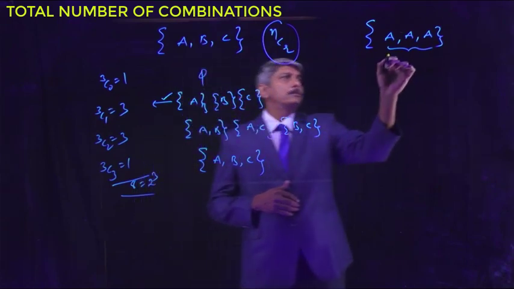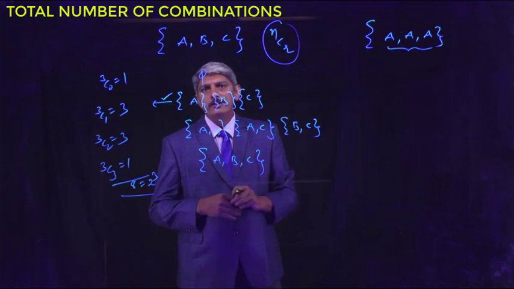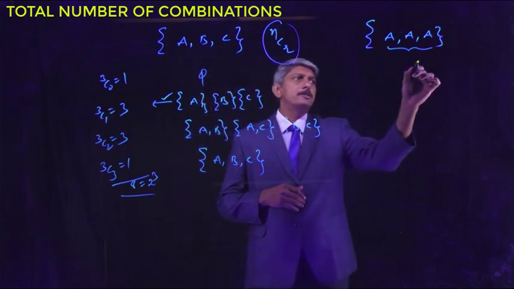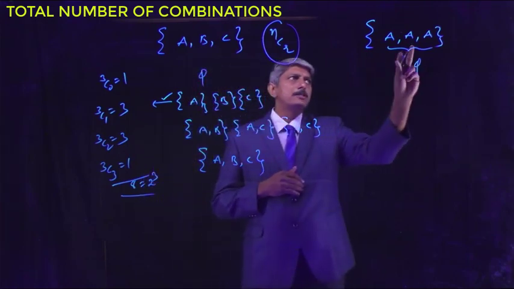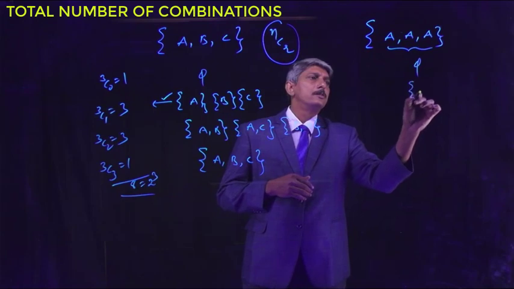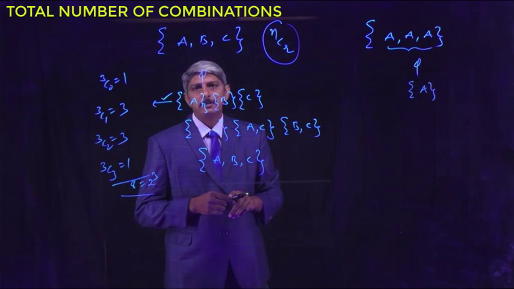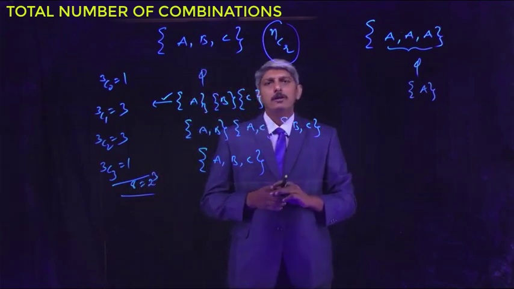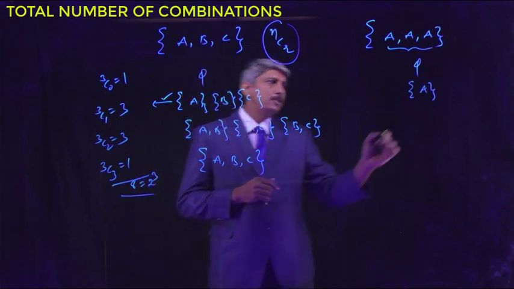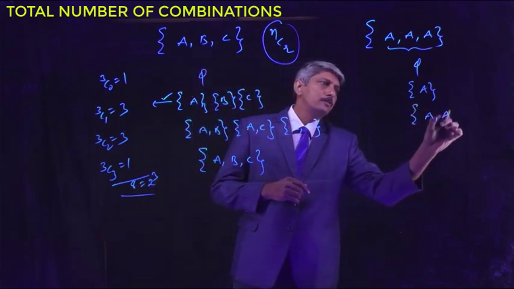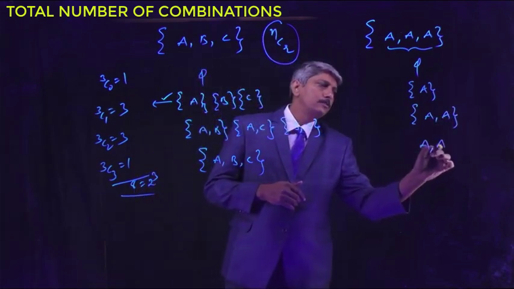Now here this set contains 3 like elements. So the 0 element subset is only 1. How many 1 element subsets? Since all these are like things, A, set A, all these are same. Therefore only 1 one-element subset, one possibility. How many 2 element subsets? Only 1. How many 3 element subsets? That is also 1.